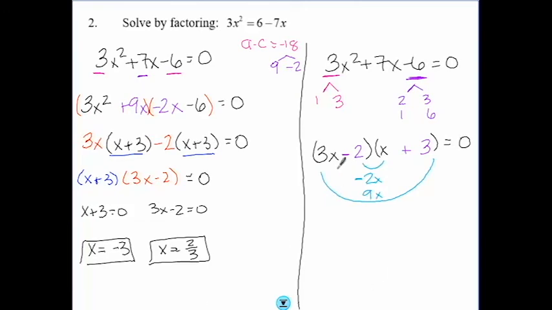And then we have to set the factors equal to 0 and solve just like we did in the first version. So we would end up with x equals 2/3 and x equals negative 3.